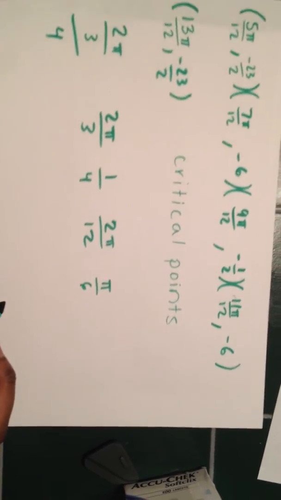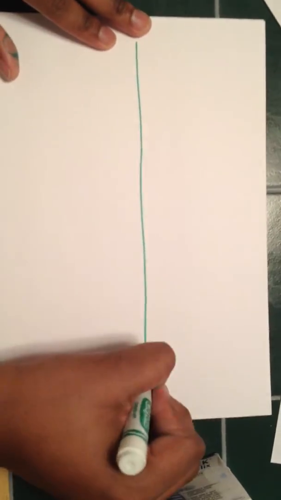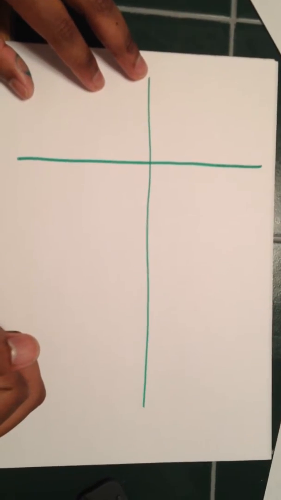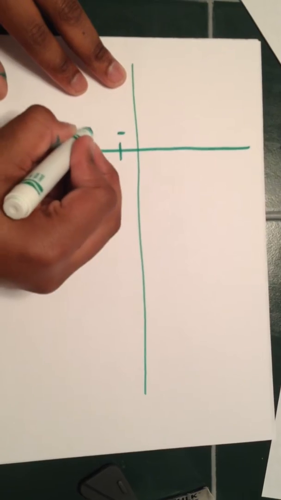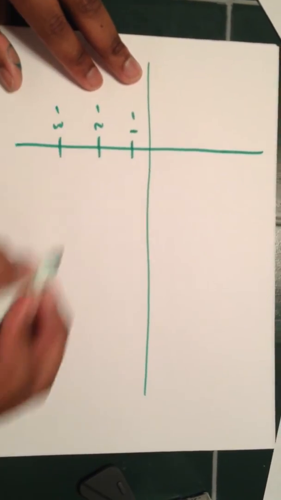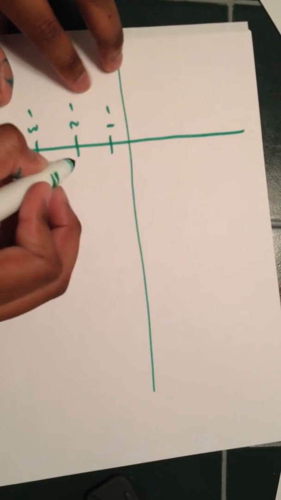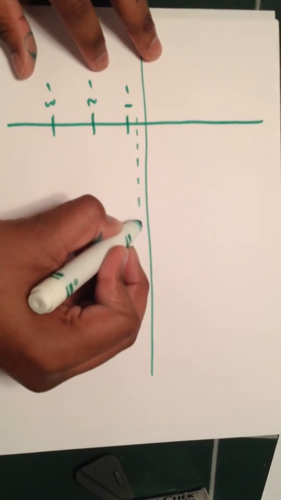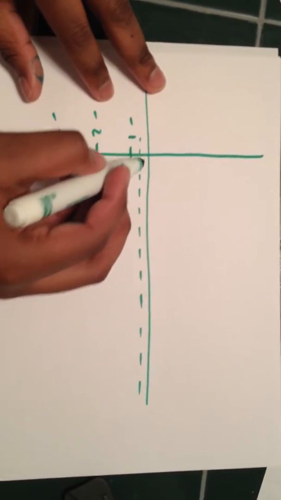Okay? Now we're going to move on to graphing. So you have your points, your x and your y's. So you set it up. Your max is negative 1/2. So you can label it as 1, 2, 3. Make sure they're negative though. So the max is negative 1/2. So you go in the middle, negative 1/2. Okay, that's your maximum. That's negative 1/2.